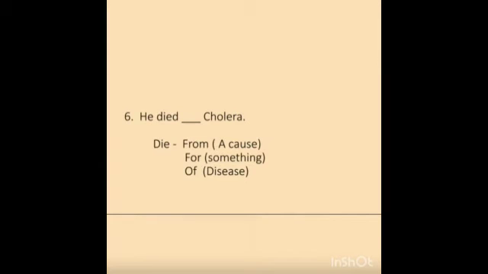He died dash cholera. Now see, this is another confusing question because the word died is used here. Whenever die is used, die is followed by from, for, of. But you have to understand which preposition will suit the blank. Whenever we talk about a cause, we use from. Die from a particular cause.